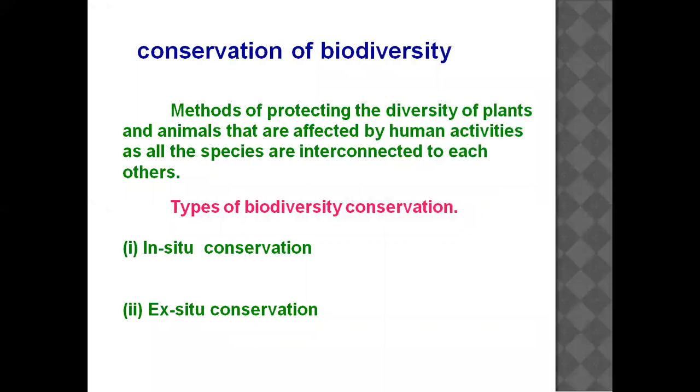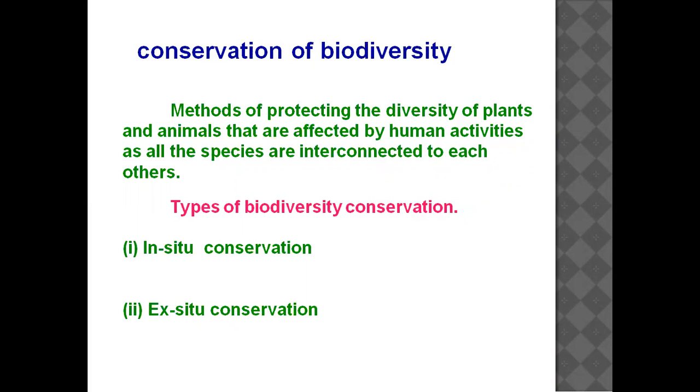In earlier classes, we have discussed biodiversity. We have also discussed conservation of biodiversity. Conservation of biodiversity means protecting the diversity of plants and animals that are affected by human activities, as all the species are interconnected to each other. For biodiversity conservation, there are two methods.